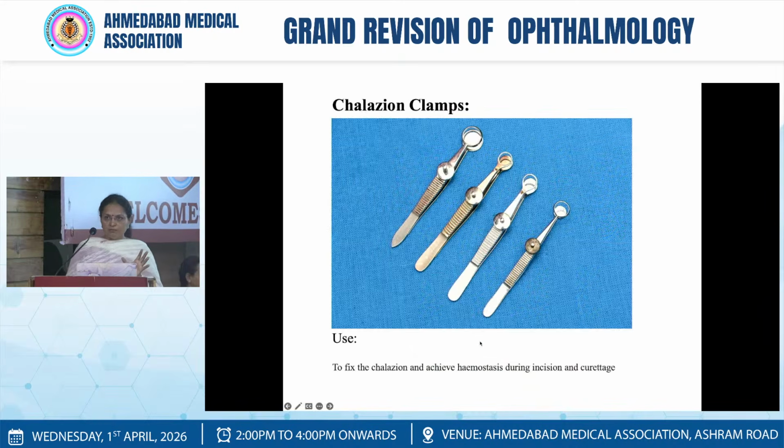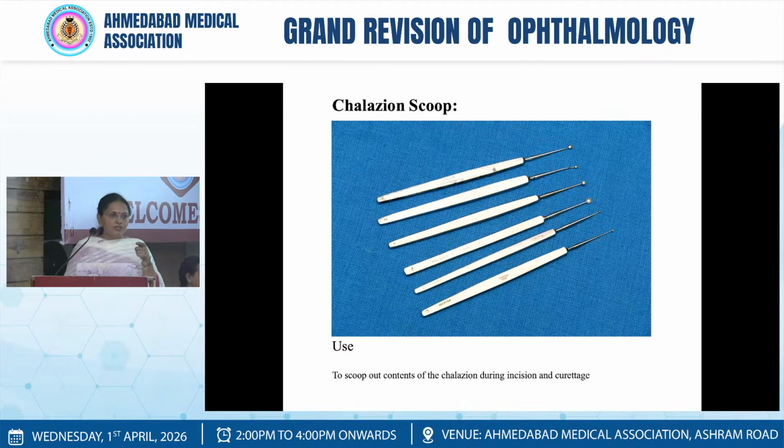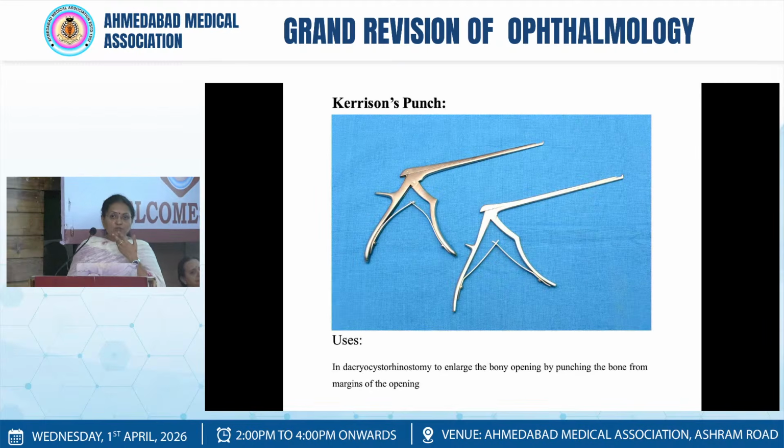Then chalazion. So the chalazion clamp, the procedure should be done either from the skin side or from the conjunctival side. Its main purpose is to clamp, just to avoid bleeding. And what is the incision for the chalazion? Vertical or horizontal on the conjunctival side? Vertical. Why? Because the meibomian glands are situated vertically. So if you cut horizontally, it will cut many glands, right?